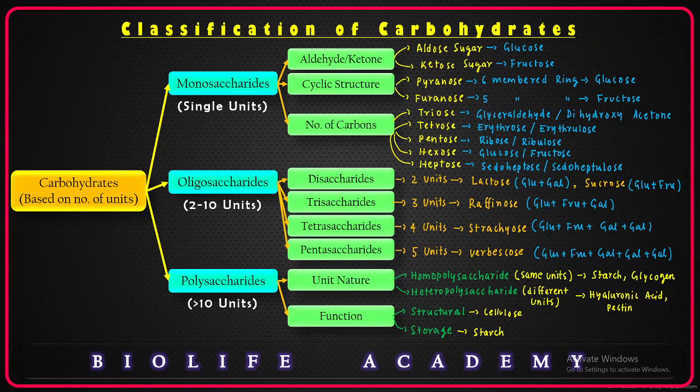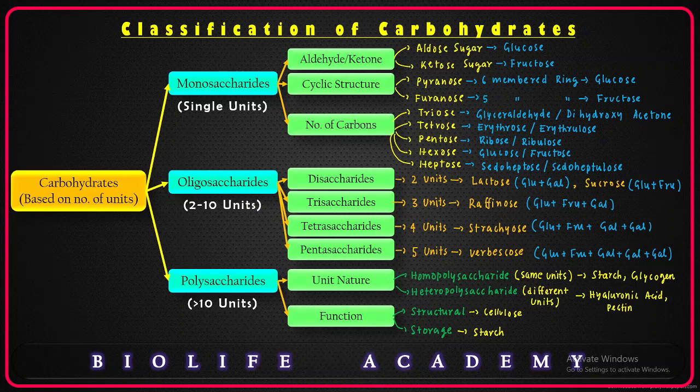Now coming to the polysaccharides, they can be classified on the basis of unit and function. If it contains the same units, it is called a homopolysaccharide, which is made up of identical monosaccharide units. Examples are starch and glycogen. While if it is made up of different monosaccharide units, it is called a heteropolysaccharide. Examples are hyaluronic acid and pectin.